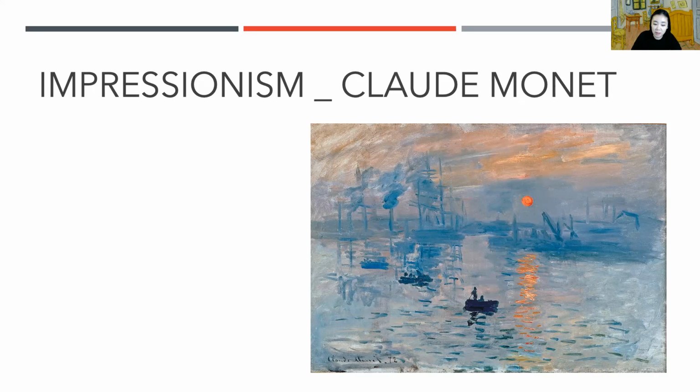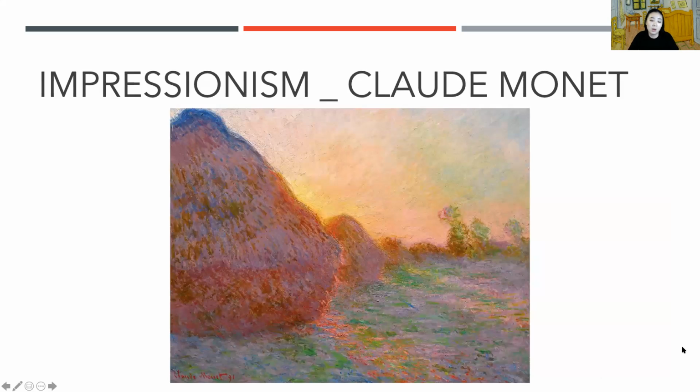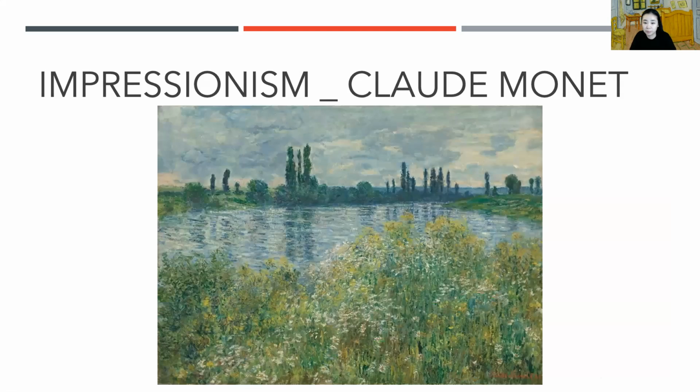Impression, Sunrise depicts a port in Monet's hometown. Monet painted the same subjects many times because the light and the scenery differ by the time of day and the weather. He liked to paint nature views outside to capture all the differences of lighting while he was painting.